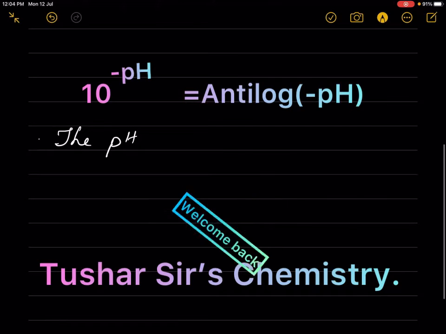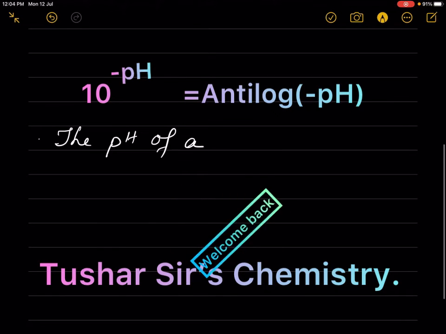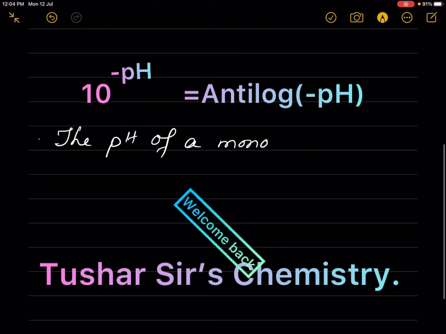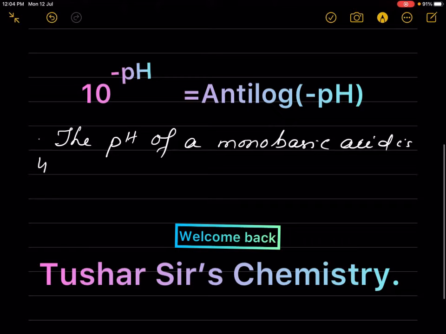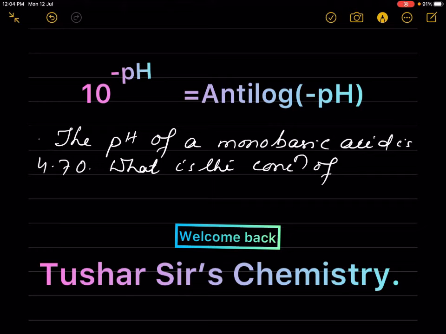The pH of a monobasic acid is 4.7. What is the concentration of H plus ion, or you can say, what is the molar concentration of H plus?